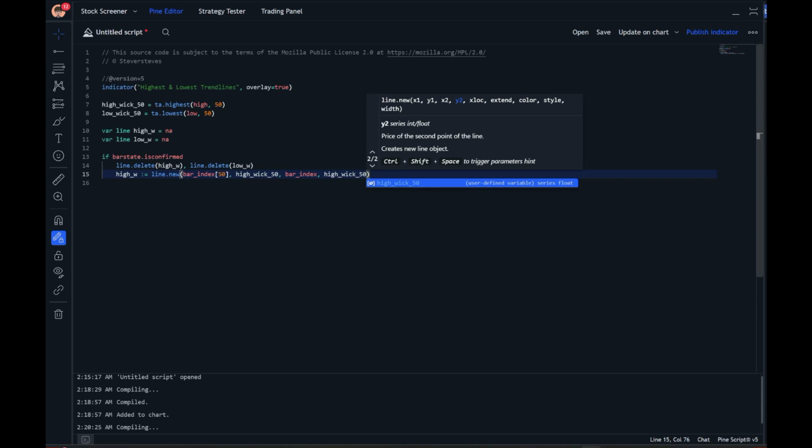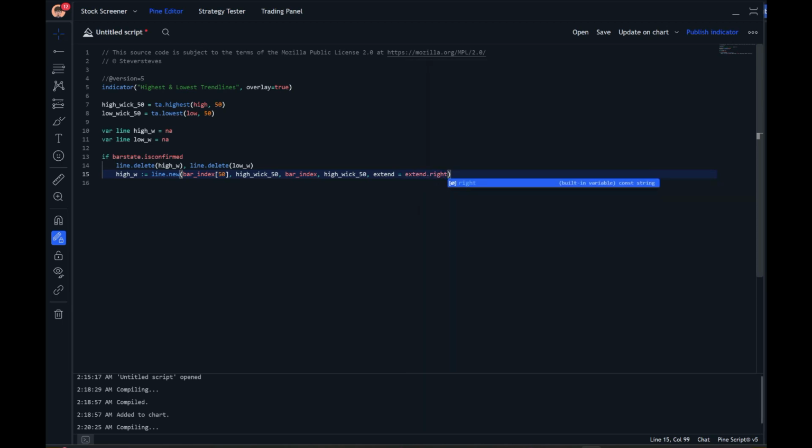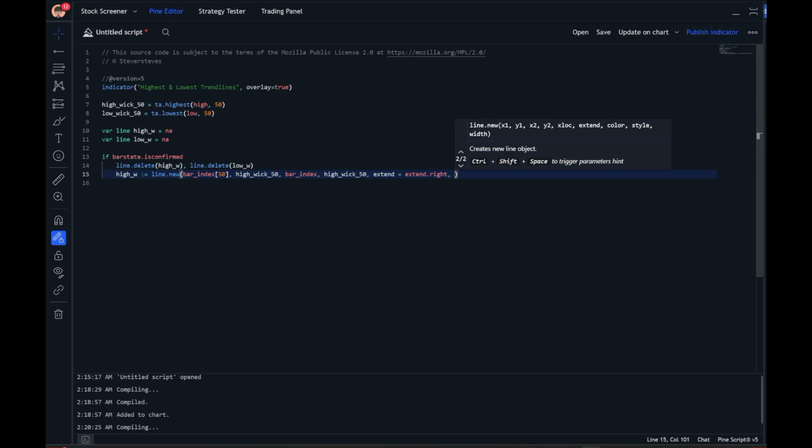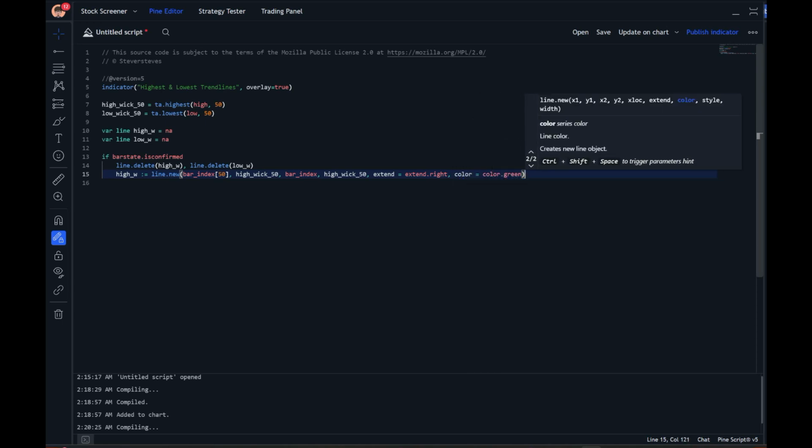So you can technically draw trend lines up and down, so you can have it start at wick 50 and go up to like wick 100 if you want like a diagonal or cross-sectional line, but we want it just to be a straight line. So we're going to do wick 50, wick 50. We're going to extend right. So this is going to extend it across the entire screen. We don't have to worry about it cluttering our screen because remember we're telling it to delete once we have a new line, okay? So extend right, and let's change the color to color green, okay?